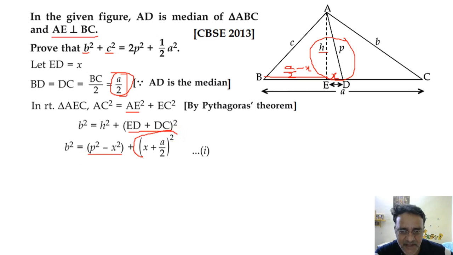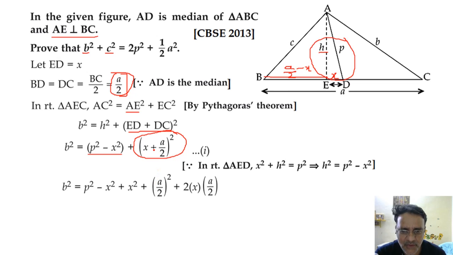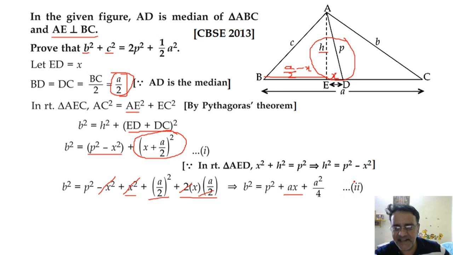Now expand this one. If you expand, what will you get? A square by 4 plus X square plus 2 into A by 2 into X. Now see, this X square will be cancelled, and what we are going to get? P square plus A square by 4, and this 2 will be cancelled, and we'll get AX only. Is this second equation clear to all of you? Yes, sir.